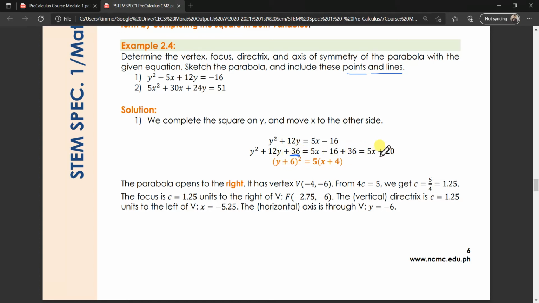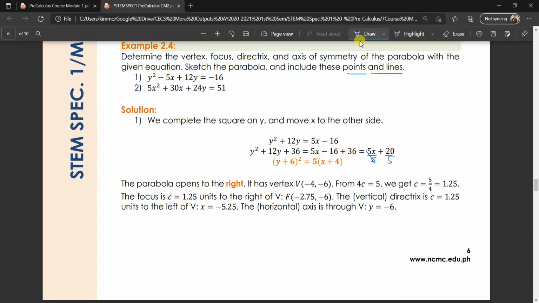On the other side, we factor out 5. When factoring out 5, we just divide both terms by 5. So 5x divided by 5 is equal to x. Then, 20 divided by 5 is equal to 4. So 5 is outside. If you distribute this, we return to the equation. So 5 times x, that is 5x. 5 times 4, that is 20.